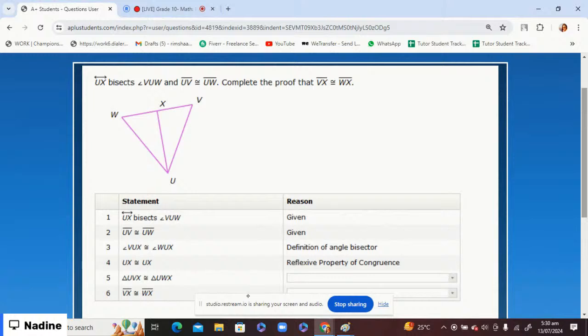UV is congruent to UW. Okay. Now the third thing they are given: angle VUX and angle XUW are congruent. So what is the reflexive property? The reflexive property is that this line is the same, that is XU. These are all the correct statements.